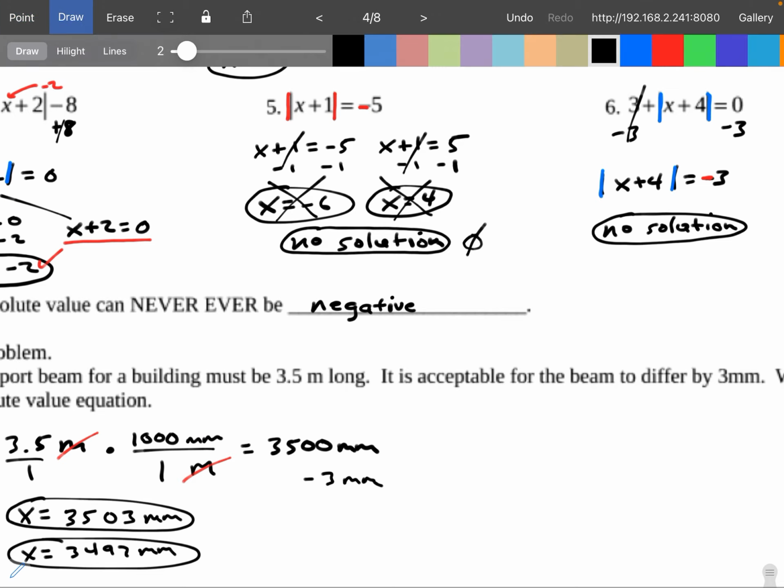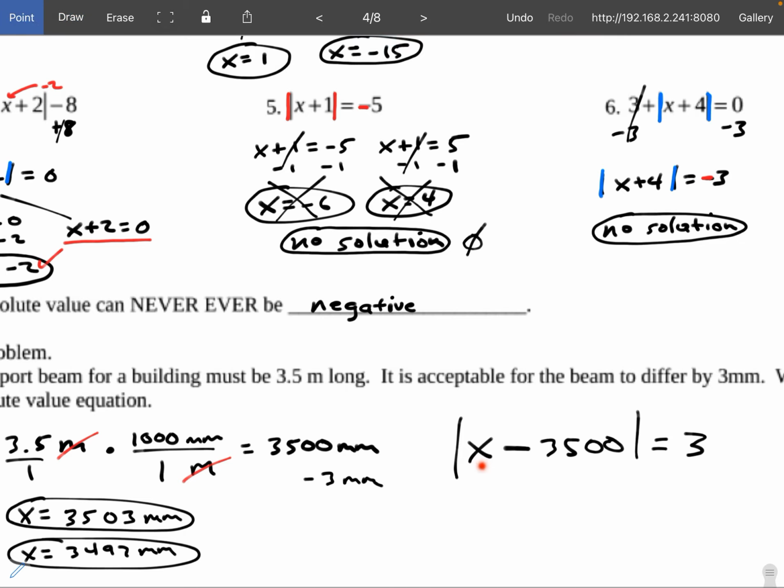you'd want the length of the beam. So the length of the beam we'll call x. You want the difference of that and the 3,500 millimeters. You want the absolute value of that difference to equal the number that represents how much too long or how much too short it could be. Does that make sense, that would work?